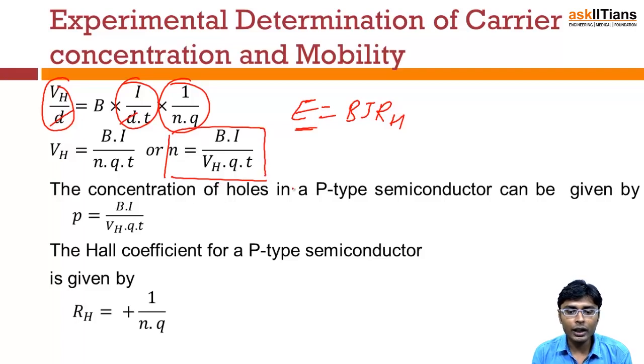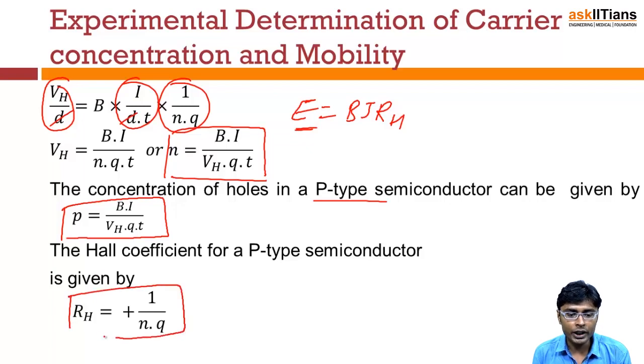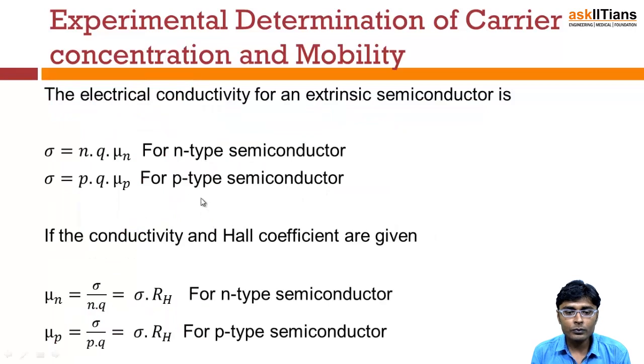So therefore, if we consider a p-type semiconductor, then the hole concentration will be given by this formula. Okay, and the Hall coefficient is given by plus 1 by N q. Similarly, we can find it for the n-type semiconductor as well. Okay, so in the previous slide we found the formula to find the concentration of electrons or holes, right? Now let us see how to find the mobility, having the concentration known to us.